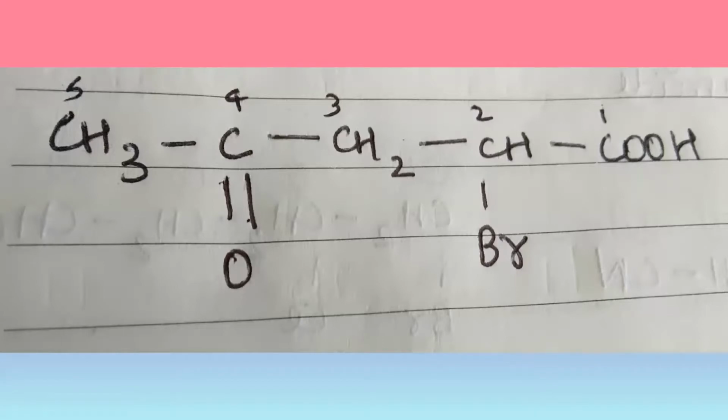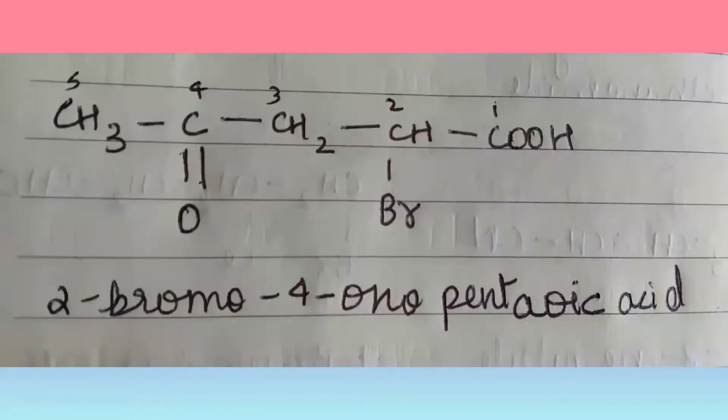So whenever we are writing down the name according to alphabetical order, the B of bromine comes before the O of oxo. So even when you're writing it, we have to write bromine first and then the ketone group, that's nothing but the oxo group. So the final name of this compound will be 2-bromo-4-oxo-pentanoic acid.